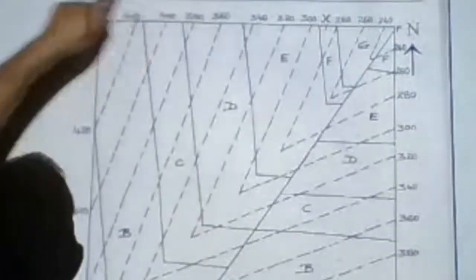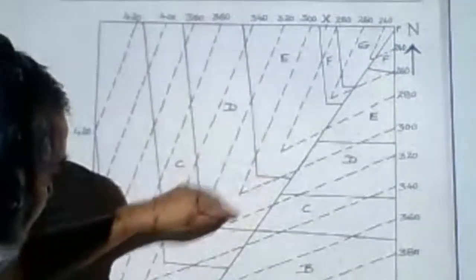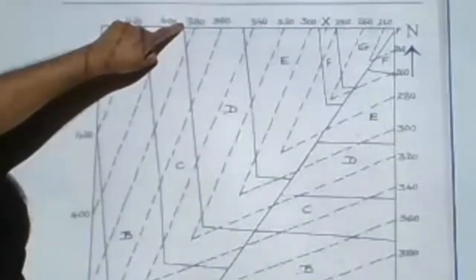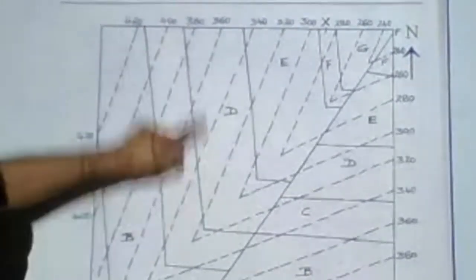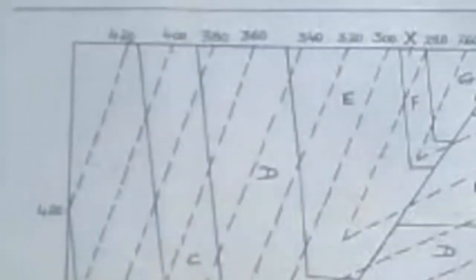Strike direction will be northwest, southeast. That is one. Now you have to find out the true dip direction, whether this side or this side. Walk along the junction line: 380, 360, 340, 320. As I started from here, it is going down.